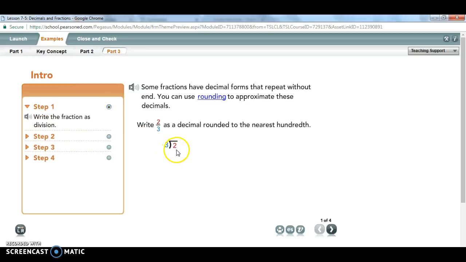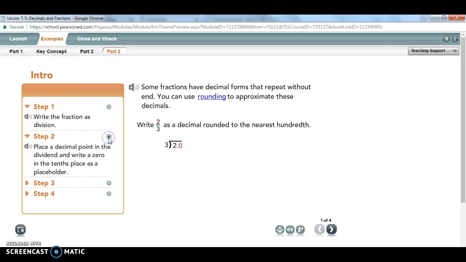Write the fraction as a division problem. 2/3 is going to be 2 divided by 3. Step 2, we need to add that decimal point and a 0 so that we can figure out how many times 3 goes into 20, because 3 cannot just go into 2. So we added 0.0. Then we divide. 3 can go into 20 6 times. That's 18, and we subtract.